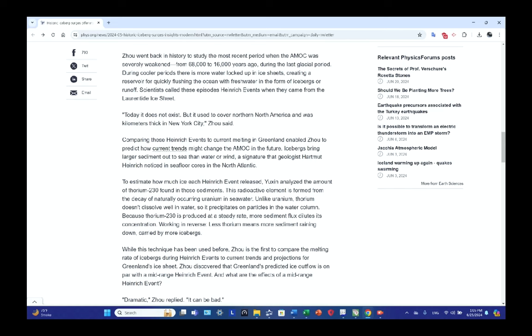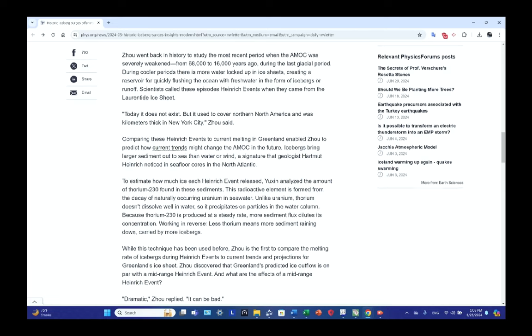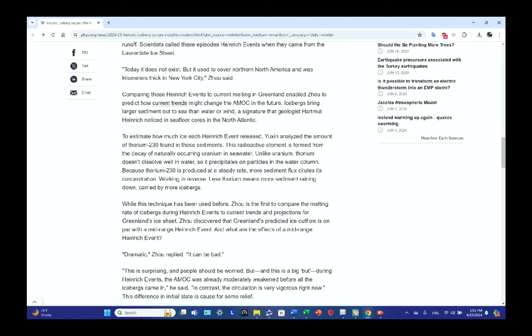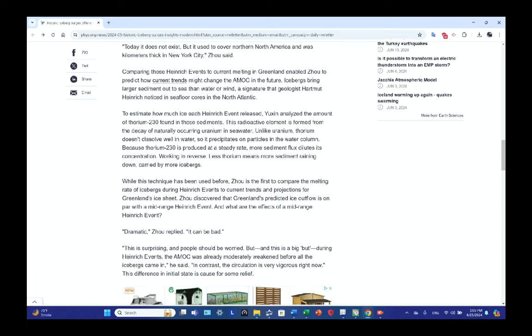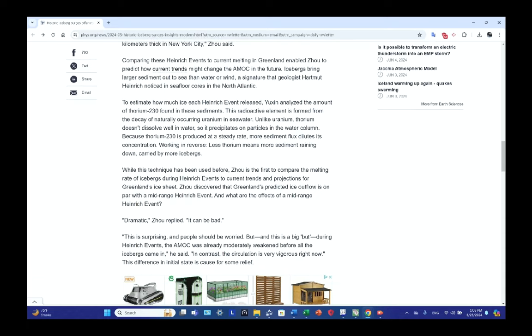During cooler periods, there is more water locked up in ice sheets, creating a reservoir for quickly flushing the ocean with fresh water in the form of icebergs or runoff. Those episodes are what are known as the Heinrich events. The Laurentide ice sheet today does not exist, but it used to cover northern North America and was kilometers thick in New York City.